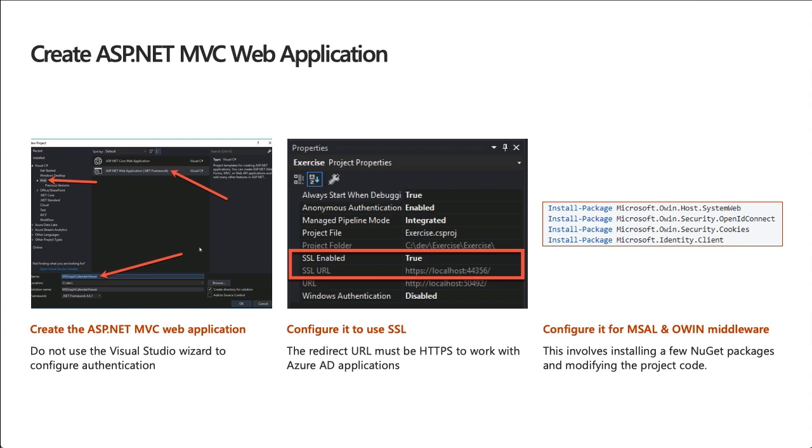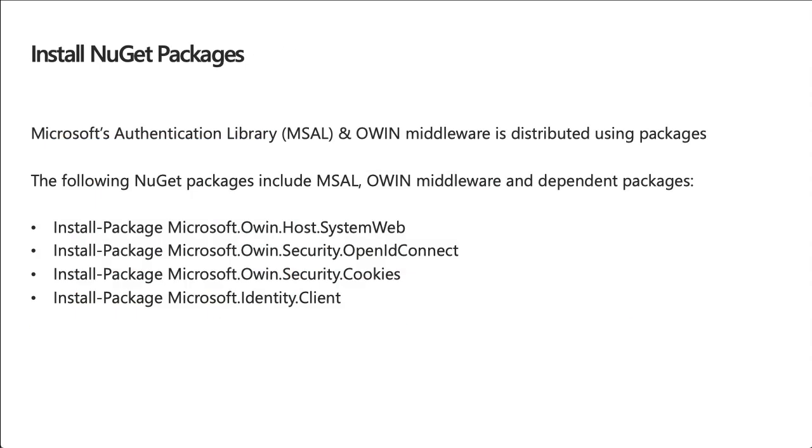And then the next step is to configure your application for working with the OWIN middleware and the Microsoft Authentication Library. This involves installing a handful of NuGet packages and then modifying the code in your project to make it work. The Microsoft Authentication Library and the OWIN middleware are all distributed using reusable packages. So these are the ones you're going to look at to include both the MSAL and OWIN middleware that we're going to need to use.